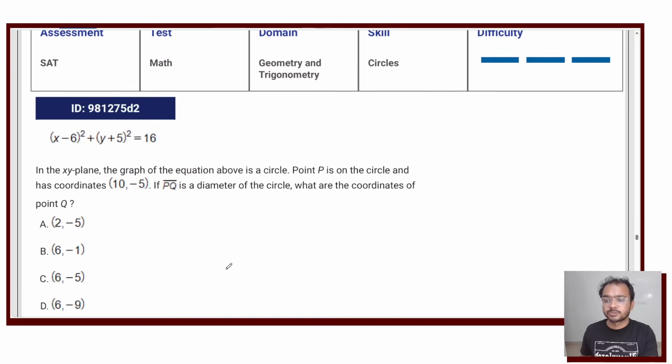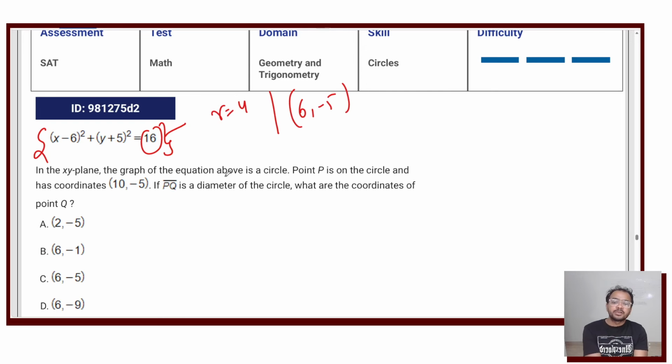Okay, let's have a look at this one. (x minus 6) whole squared plus (y plus 5) squared equals 16. That's the equation of a circle with radius 4 and center coordinates 6, -5. The graph of the equation is a circle. Point P is on the circle and has coordinates 10, -5. So on this circle, there will be a point P. PQ is the diameter of the circle. What are the coordinates of the point Q?